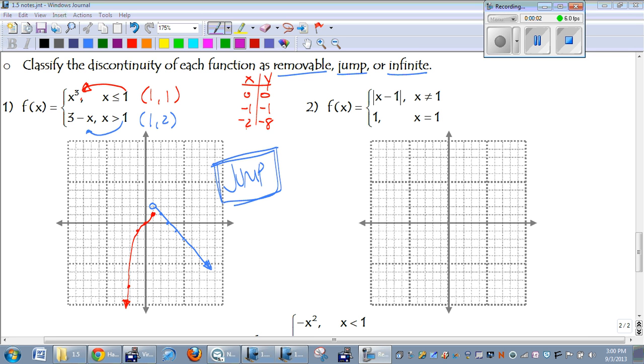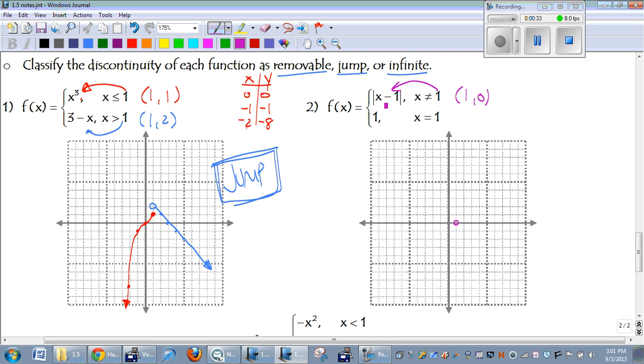In our piecewise function for number 2, we have an absolute value function for f of x when x is not equal to 1. So that means there's going to be a hole when x is 1. So let's figure out what we would get if we put 1 in there. If we put 1 in there, we should get 0. But since it says x cannot equal 1, that's going to be a hole in this graph. So at 1, 0, we have a hole.